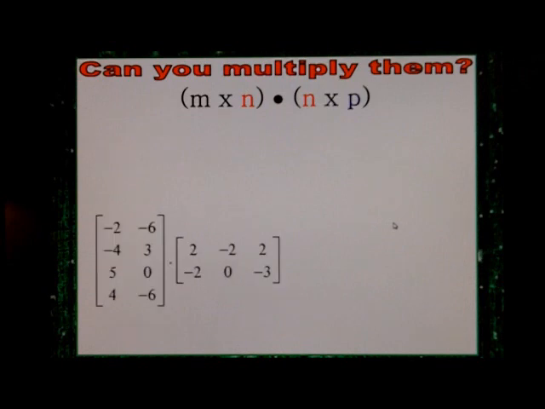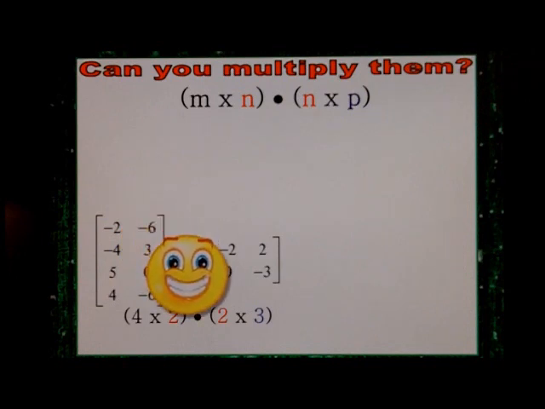How about this one? That looks like a 4 by 2 matrix and a 2 by 3 matrix, so these two numbers are exactly the same. So that one is another yeehaw! You absolutely can. A little western in me there.